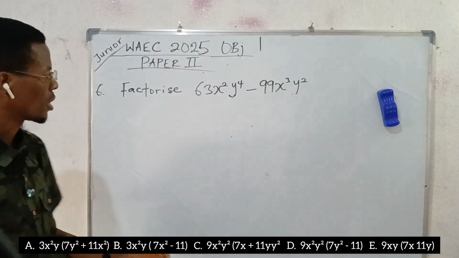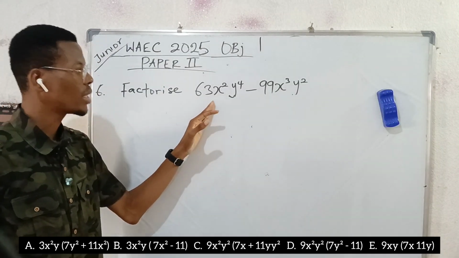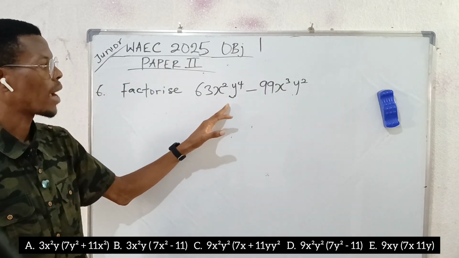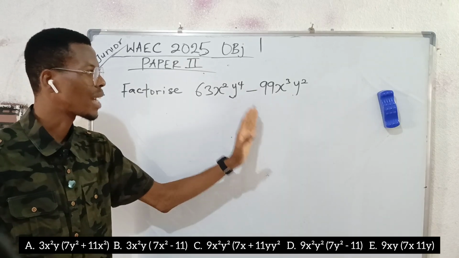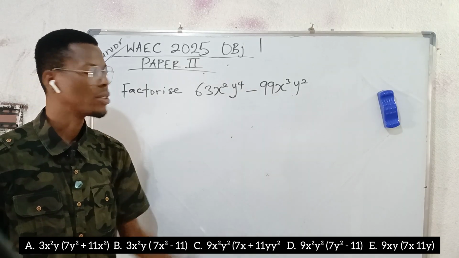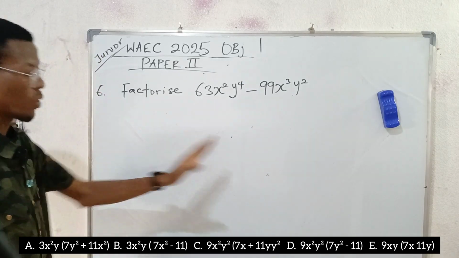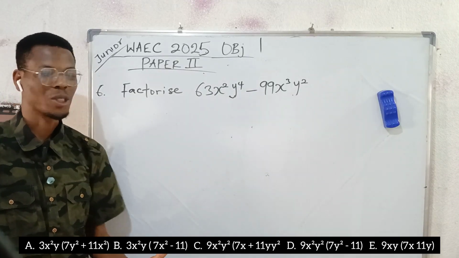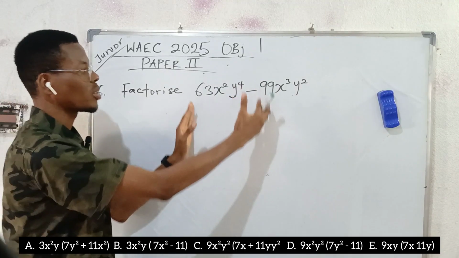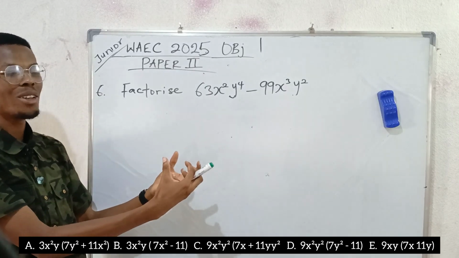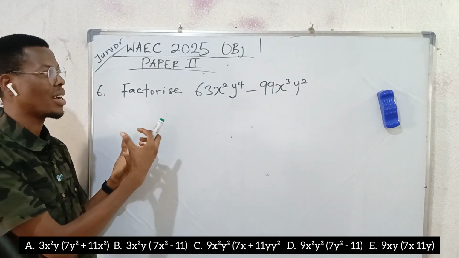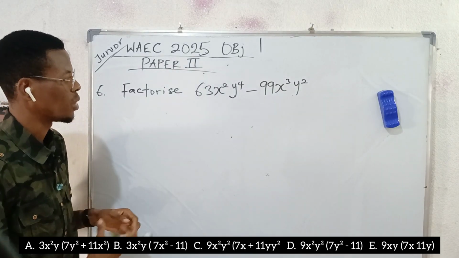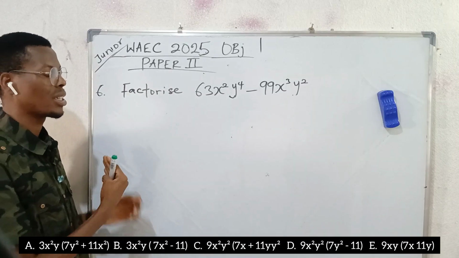Question number 6 says factorize 63x squared y raised to the power of 4 minus 99x cubed y raised to the power of 2. So we are factorizing this expression. So how do we factorize? To factorize this actually means for us to bring out the common factors outside. So we are extracting the common factor, bringing it out.